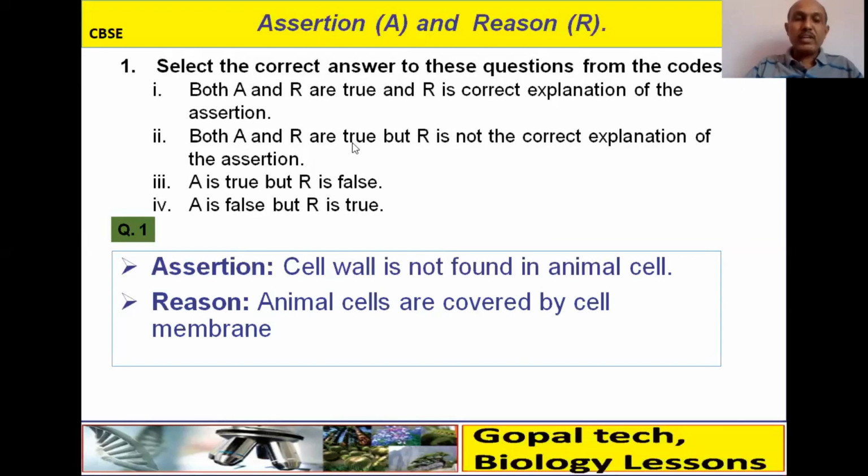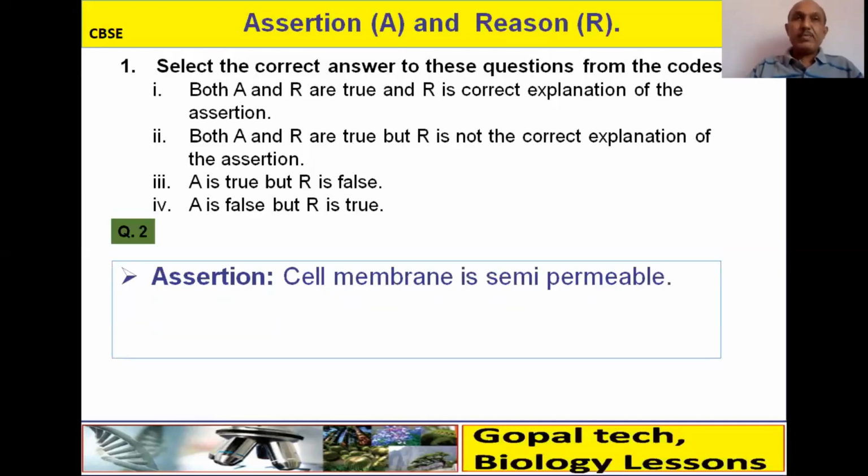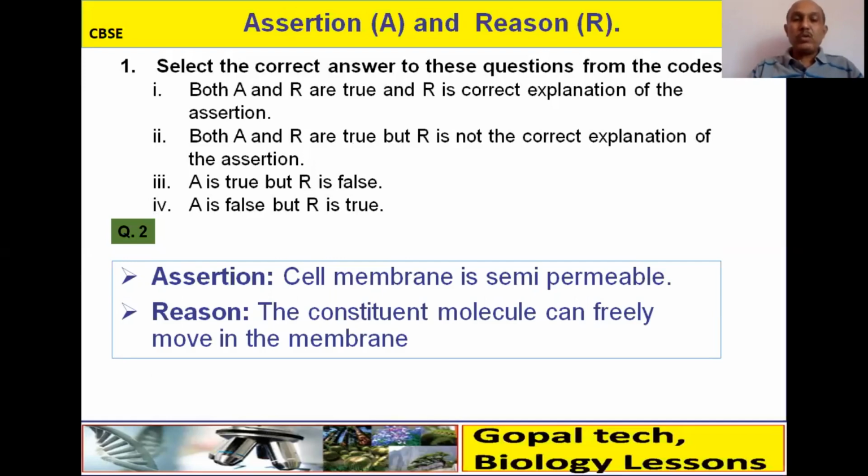होगा, तो व्हाट इज योर राइट आंसर, दैट इज 1, क्योंकि आर भी सही है। सेकेंड क्वेश्चन उसी प्रकार का: सेल मेम्ब्रेन इज ए सेमी परमेबल, मालूम है, सही है। रीजन: द कॉन्स्टिट्यूएंट मॉलिक्यूल कैन फ्रीली मूव इन द मेम्ब्रेन। उसके जो मॉलिक्यूल्स हैं वो फ्रीली मूव होते हैं क्या?